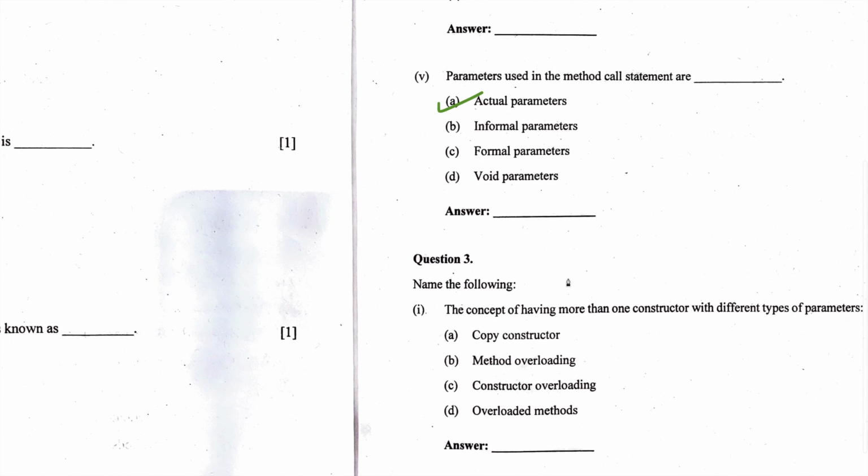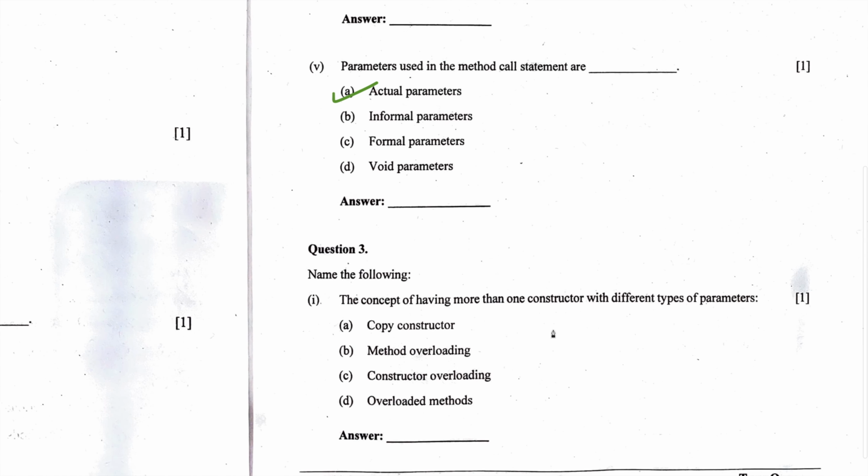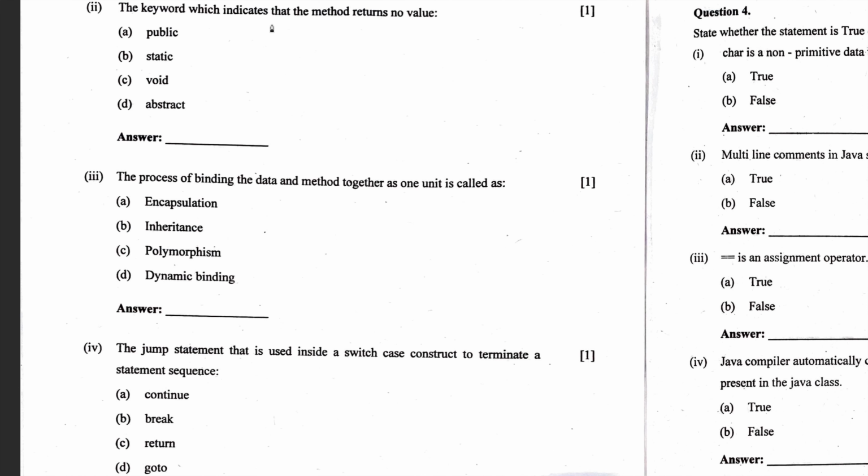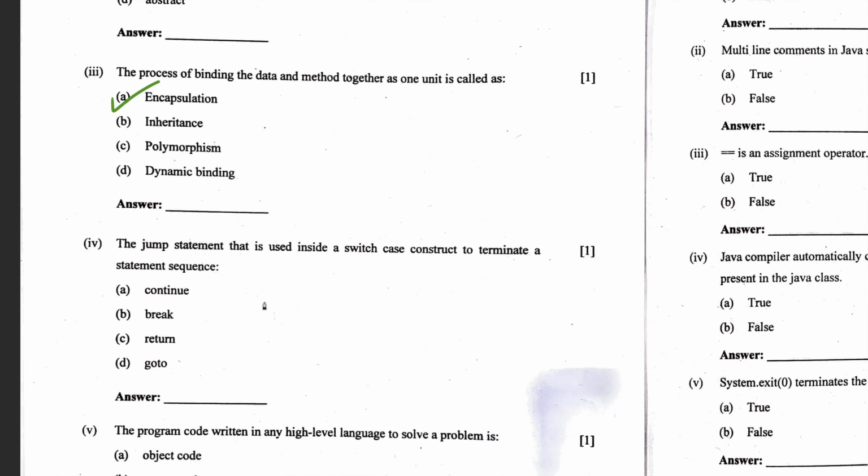Next is name the following. The concept of having more than one constructor with different types of parameters is called constructor overloading. Next, the keyword which indicates that a method returns no value is void. The process of binding the data and methods together into one unit is called encapsulation. The jump statement that is used inside a switch to exit is called break.